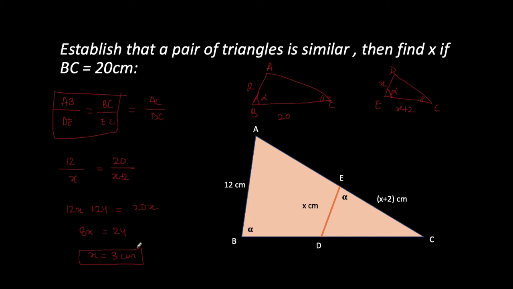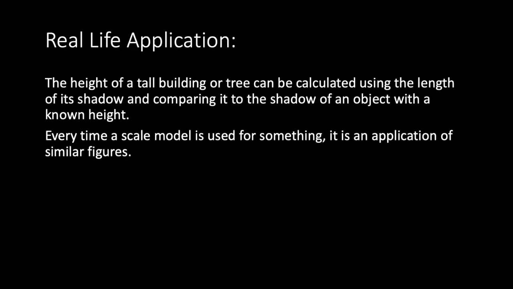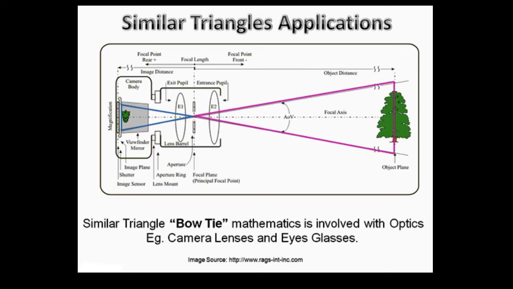You understood this example. Okay, now we have seen the basic examples on the same. Let's understand the real life application. The height of a tall building or a tree can be calculated using the length of its shadow, comparing it to the shadow of an object which has a known height. Means the best part is to use a scale, to use the ruler over there to measure the height of any tall building or a tree. Okay, let's understand this with an example.